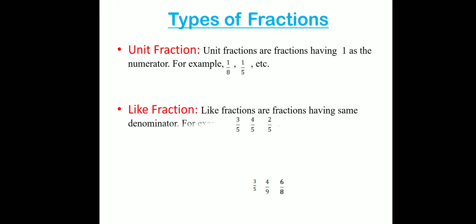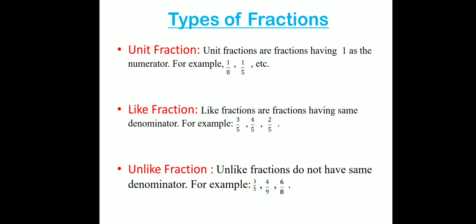Our next is like fraction. Like fractions are fractions having same denominator. Like fraction is not a single fraction. It is 2 or more than 2, means a group of fractions having same denominator. For example, 3 by 5, 4 by 5, 2 by 5. Here you can see 5, 5, 5. 5 is continuously coming. So it is a like fraction.